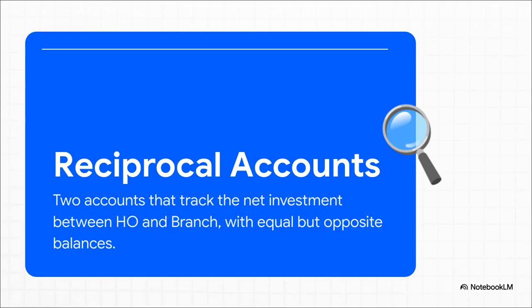Basically, the home office uses its account to track its investment in the branch, and the branch uses its account to track the equity it has from the home office. But the only part you really need to burn into your brain is this: equal but opposite balances. Think of it like a perfectly balanced seesaw.